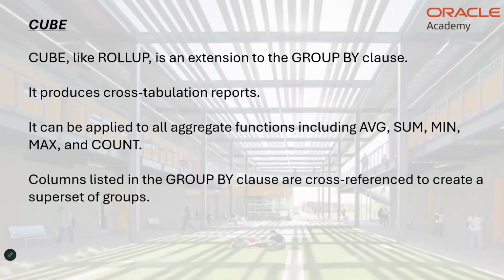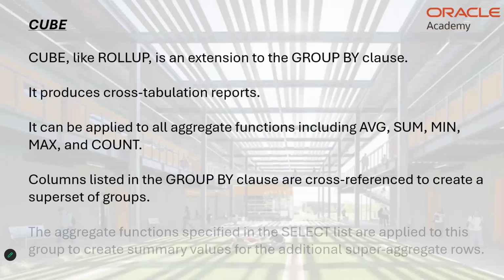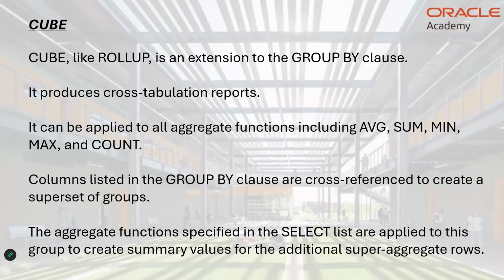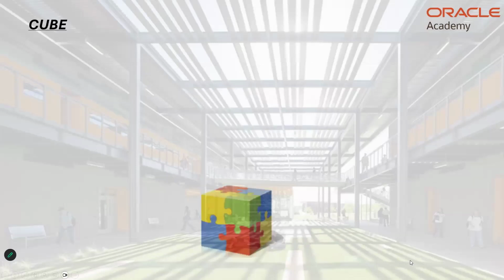Columns listed in a group by clause are cross-referenced to create a superset of groups. And I will tell you, in my many days of database work, I probably used the cube function maybe once, legitimately. So the aggregate functions specified in the select list are applied to the group to create summary values for the additional super aggregate rows. So now you got something to tell your friends, right?